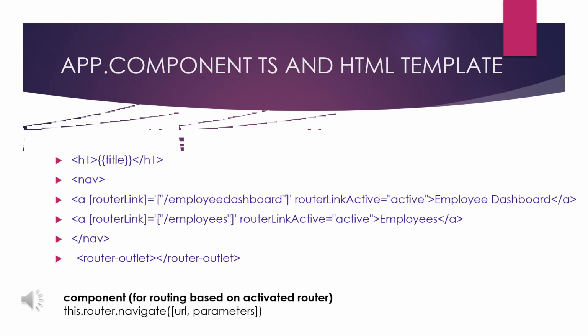Now I have an app component ts file and an app component template html file. In the app component ts, I am giving one thing: this.router.navigate of url comma parameters. What it means is, whenever a router navigation happens inside the html template file, it is backed by the component class with this.router.navigate. I will explain that in detail next. First you will see the template file. In the template file, I have an h1 tag.